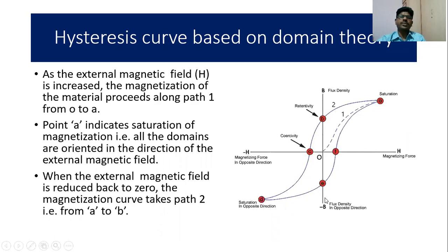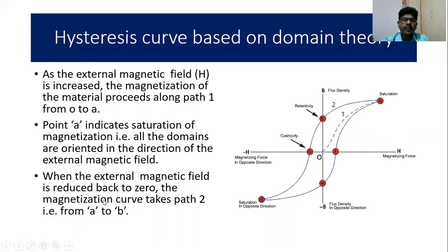Now we shall see what is the hysteresis curve based upon domain theory. We have H, the external magnetic field, and B, the amount of flux density developed in the material. As the external magnetic field H is increased, the magnetization of the material proceeds along path 1, from O to A. Point A indicates saturation of magnetization: even if you increase H, B will not increase, it remains constant. All the domains are oriented in the direction of the external magnetic field. So this is known as saturation of magnetization.